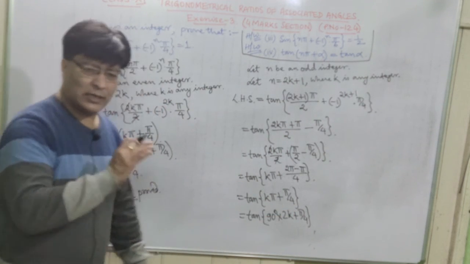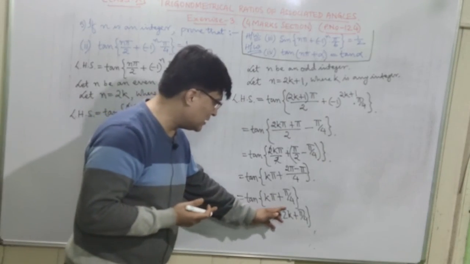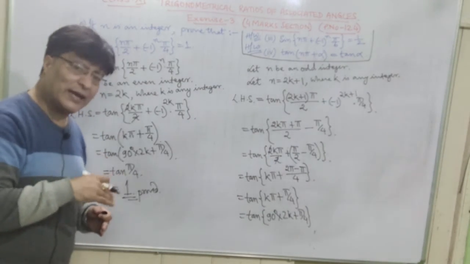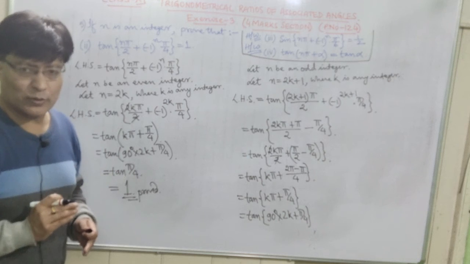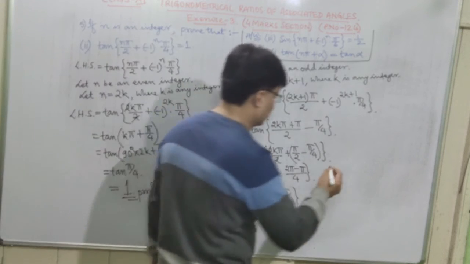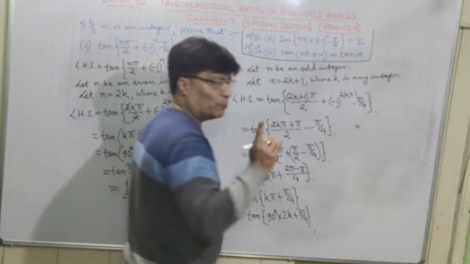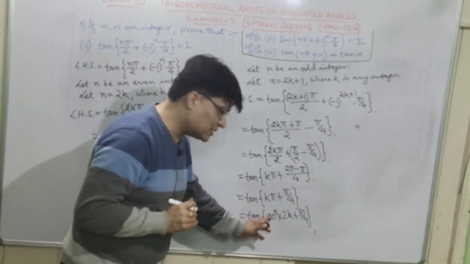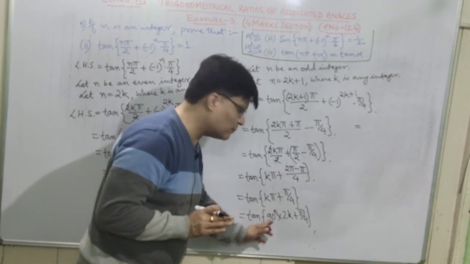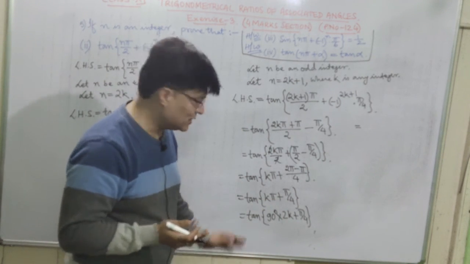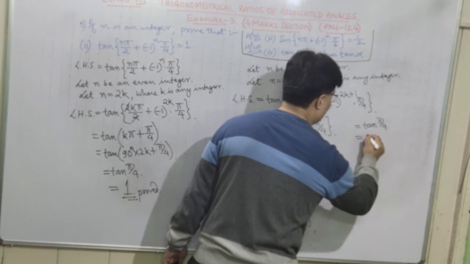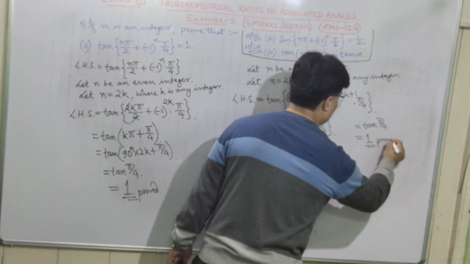Now this angle, 90 degree into 2k plus pi by 4, where k is any integer, may lie in the first quadrant or in the third quadrant. And in both the first quadrant and the third quadrant, tan is always positive. So positive sign usually we don't write. And since this is an even multiple of 90, 2k being an even integer, the trigonometrical ratios do not change. It remains as it is, which is equal to tan pi by 4. What is tan pi by 4? It is also 1. Proved.